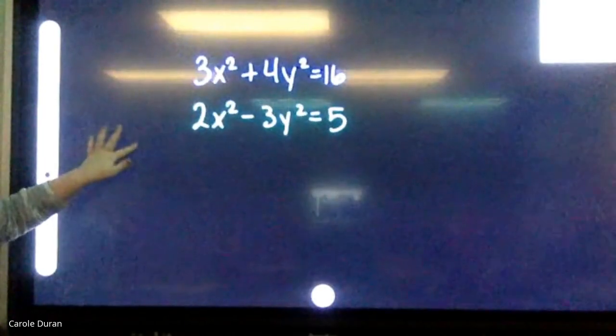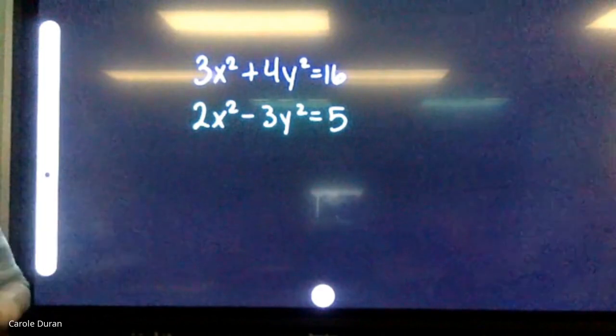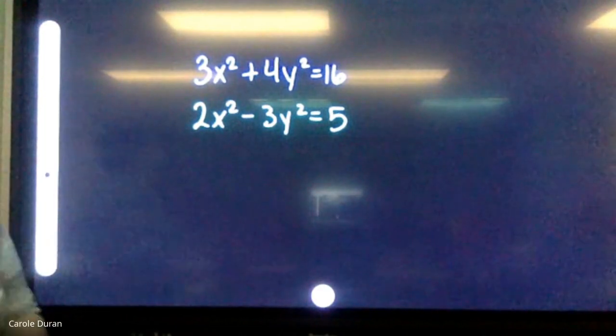So the example we are starting with is 3x squared plus 4y squared equals 16, and 2x squared minus 3y squared equals 5.